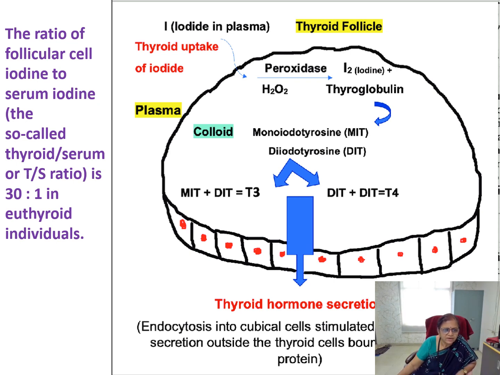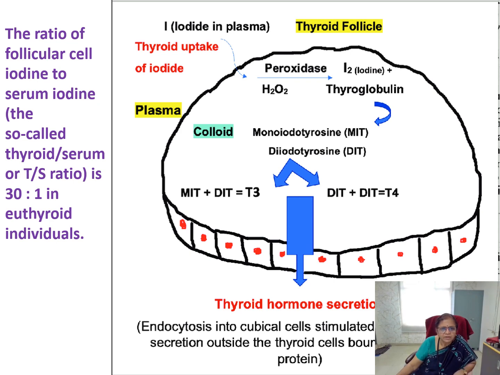The ratio of follicular cell iodine to serum iodine, the thyroid serum ratio, is 30:1 in euthyroid individuals. Usually in the follicular cells, 30 units of iodine are stored. Even though what we need from outside is very little iodine, it is still trapped by the follicular cells against the concentration gradient. That's why they act as a secondary active pump.